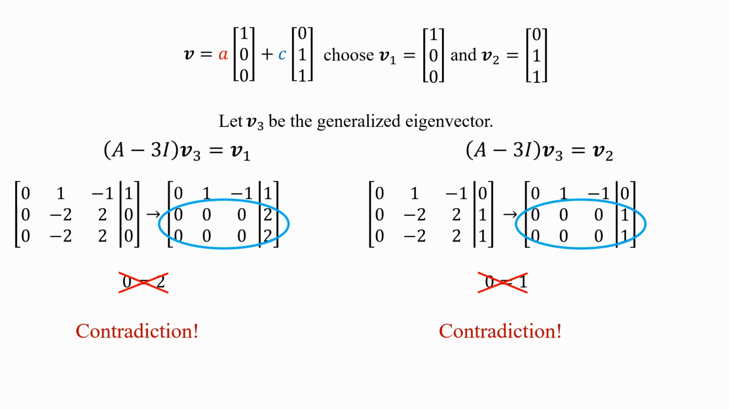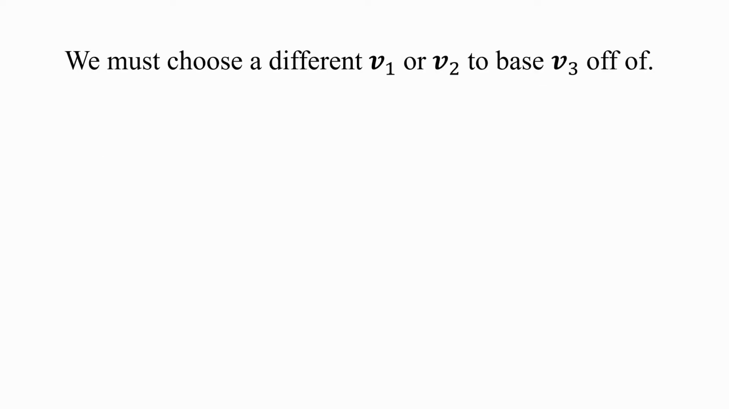That's why I made this video, because I haven't seen an example like this. It's probably out there somewhere in a textbook, but I haven't found one. I think this is a challenging undergraduate problem, so it makes you think. So no, the theory is not wrong. You just have to choose v1 or v2 differently in order to base v3 off of.